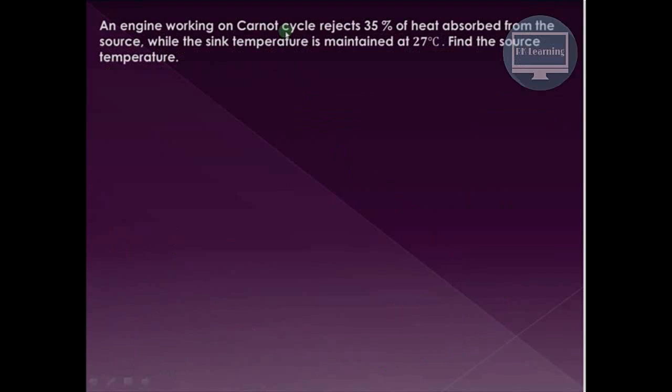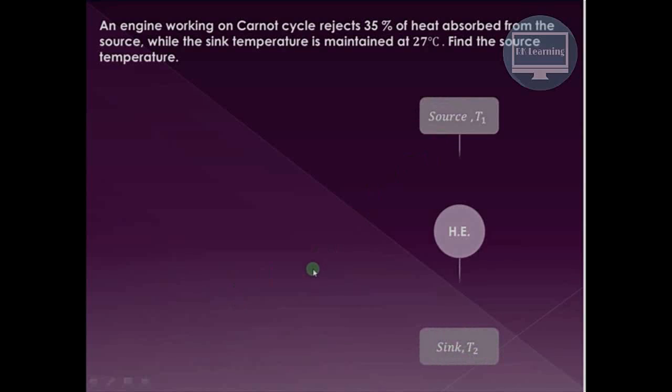Now suppose in this particular example, the engine is working on the Carnot cycle and it is rejecting 35% of the heat absorbed from the source. So heat rejected is equal to 35% of the heat that is supplied. The sink temperature is maintained at 27 degrees centigrade, and we have to find out what will be the source temperature. So this is the heat engine which is receiving heat from the source, and the sink is maintained at a temperature of T2. Work is obtained in the cyclic process, and that is W. So Q1 is the heat supplied, Q2 is the heat rejected, and W is the work done.